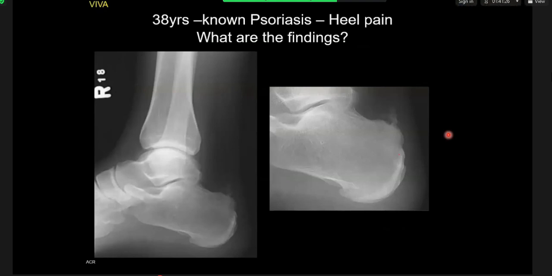Okay, so that's the lateral view of the ankle joint and the cone view of the calcaneum, in which I can see there is erosion at the posterior part of the calcaneum at the level of the attachment of the Achilles tendon. So I can see there are erosions involving the upper part of the calcaneum. I want to look for the soft tissue swelling.